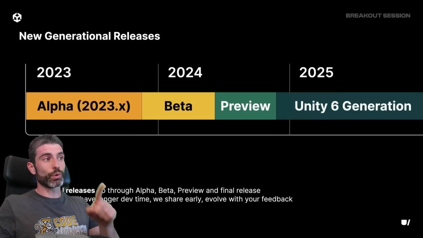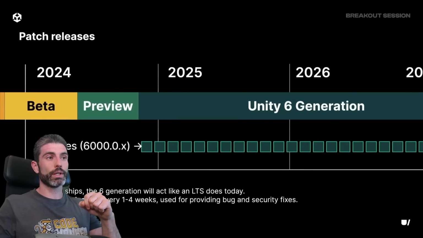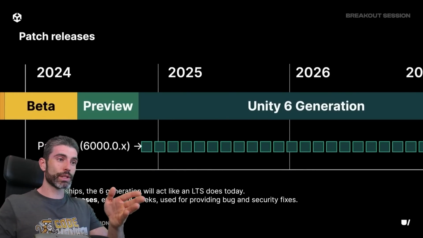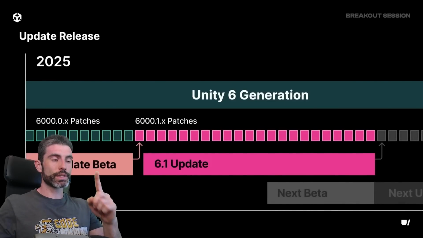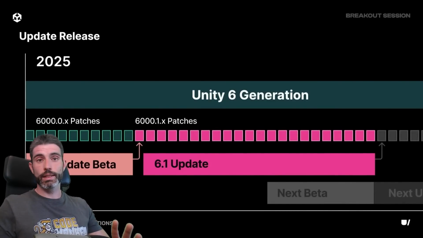Now the versions will still go through an alpha, beta, and preview phase, and then the full release, that one is supported for at least 2 years. Then there are smaller patches as usual, and by April of next year, the 6.1 update will be out. So that's the new version cadence.